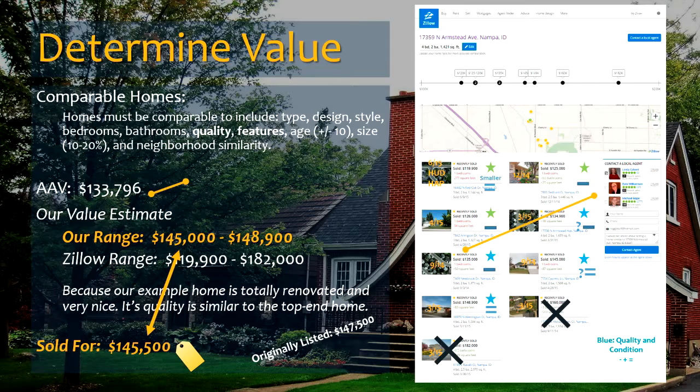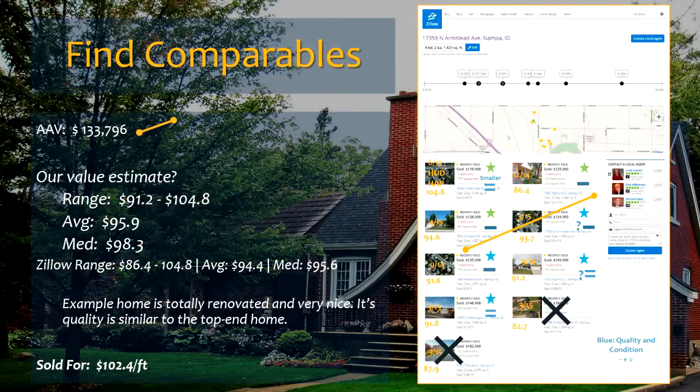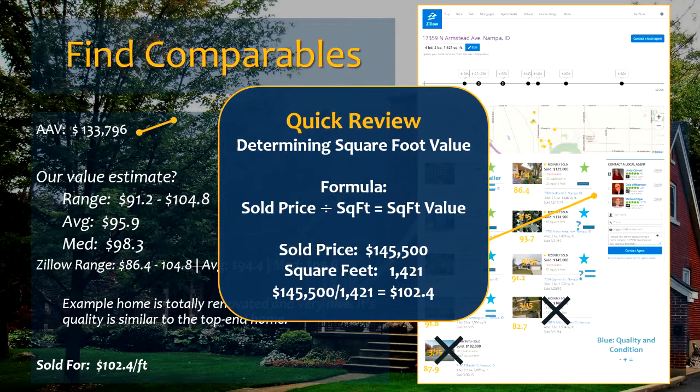Next, we're going to determine the value by square foot of your home. Look at the comps again. First, we need to calculate the square foot value for each home on the comp sheet. So take the sold price and divide that by the home's square feet. This is the square foot value of that comp. If you need to, pause the video for a quick review. Now do this for 8 to 10 comps and find the range.